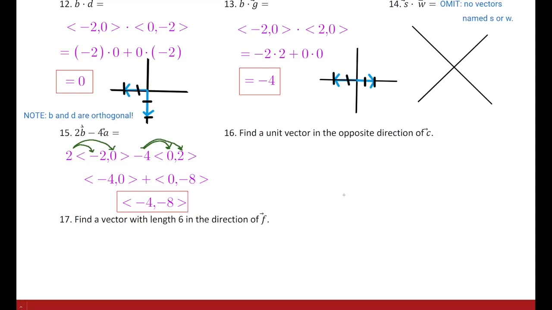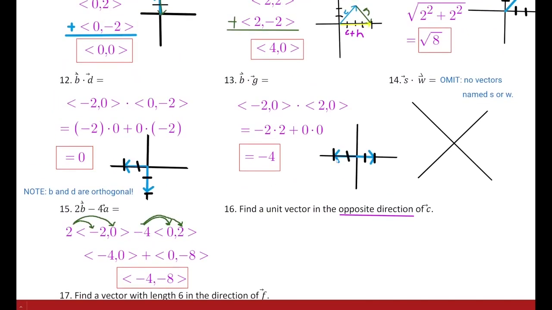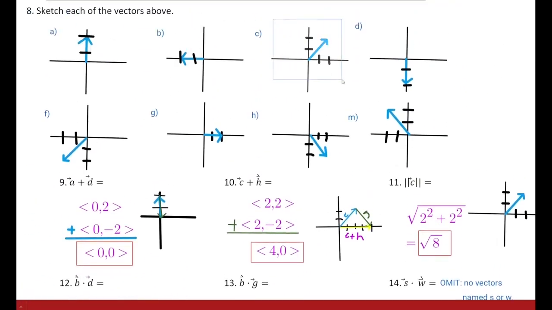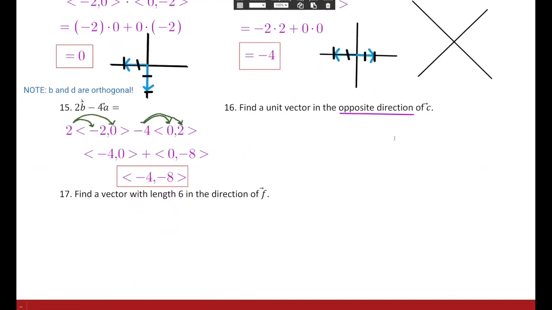Number 16 says, find a unit vector in the opposite direction of C. Let me give you a little picture here before we start doing any calculations. Let's pull C down here. So C is 2, 2, and it's asking for a unit vector in the opposite direction of C. So the opposite direction would be like this direction, right?